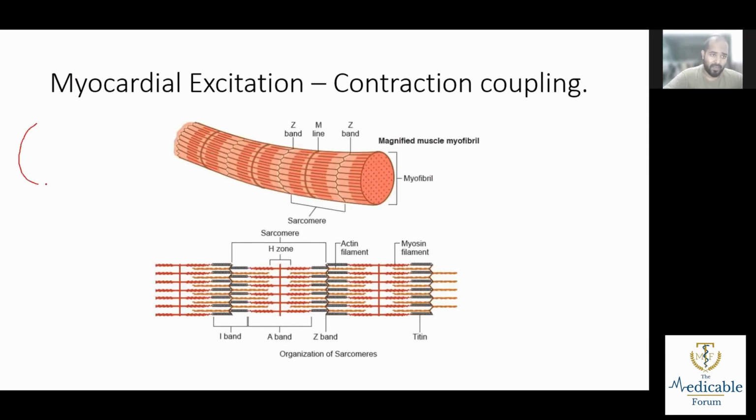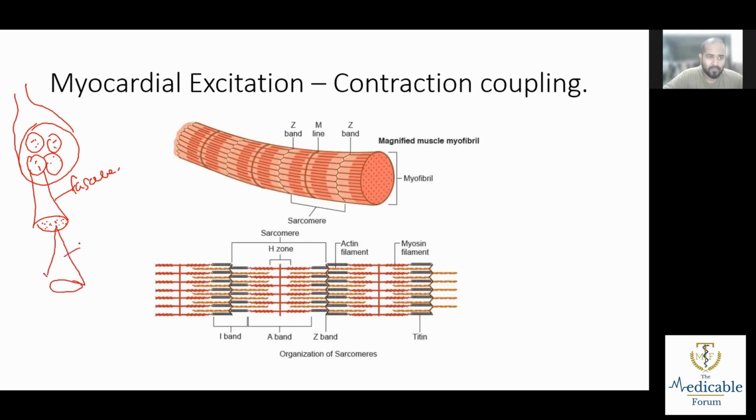So let's say you have your muscle, a chunk of muscle, and you have a lot of fascicles in it. If you take one fascicle out, this fascicle has a lot of fibers. If you take one fiber out, now this is a muscle fiber. Now this muscle fiber is actually the cell.